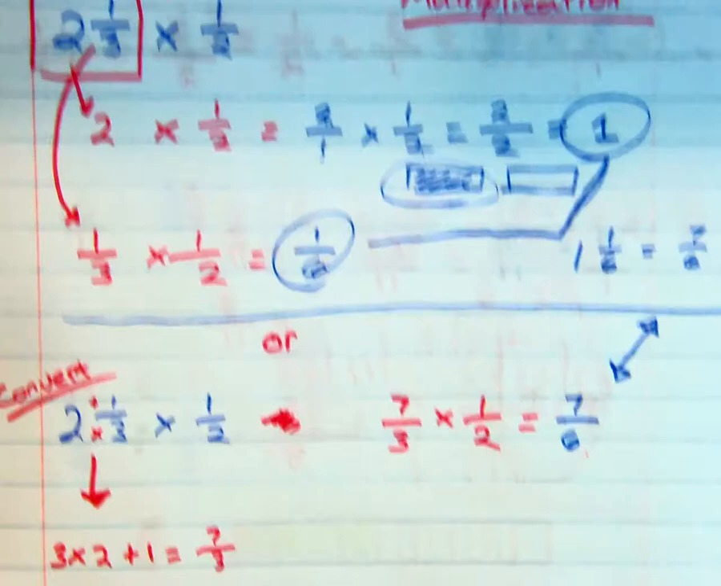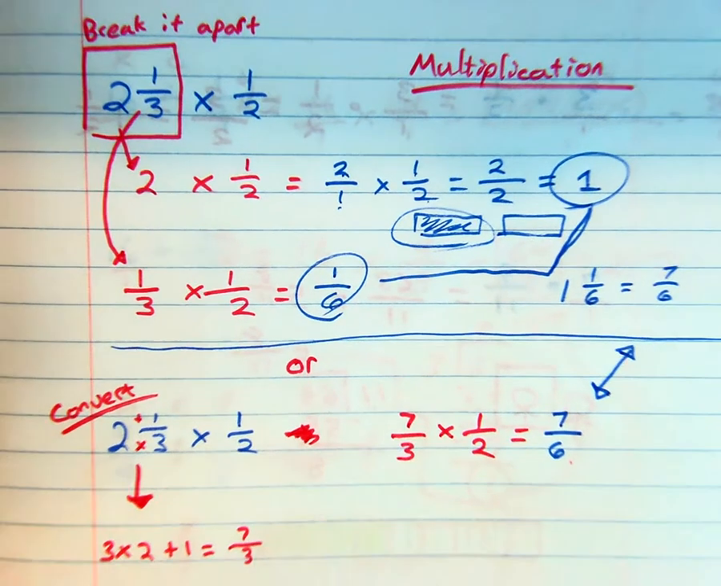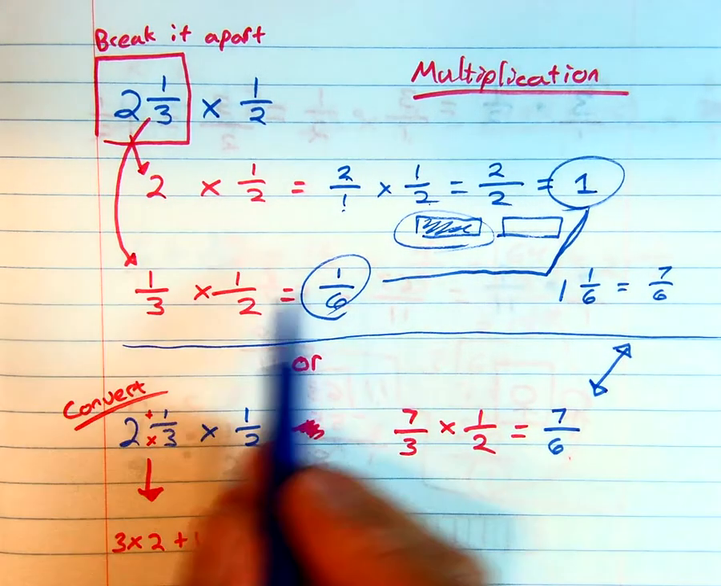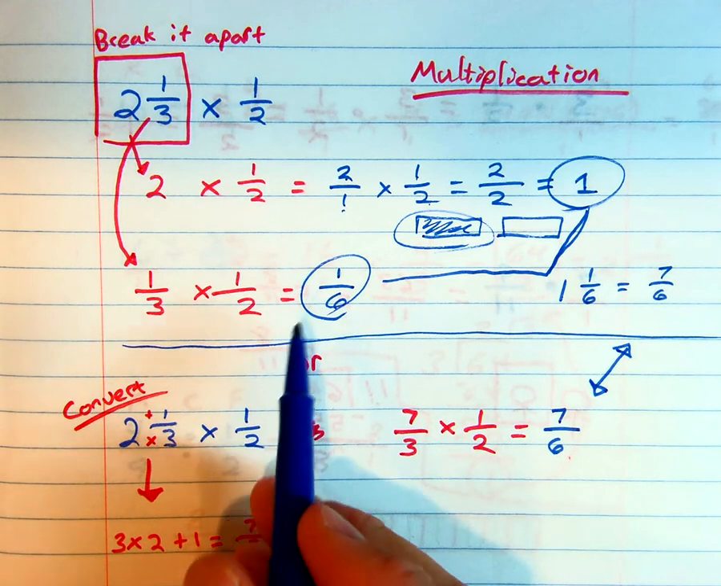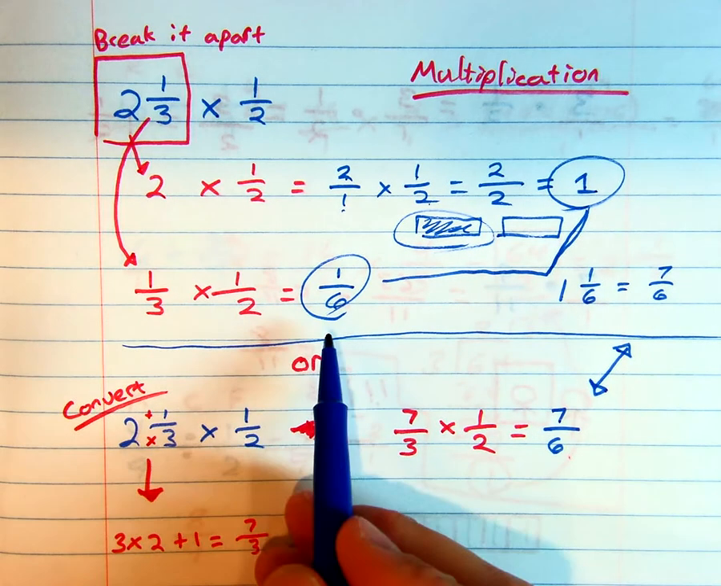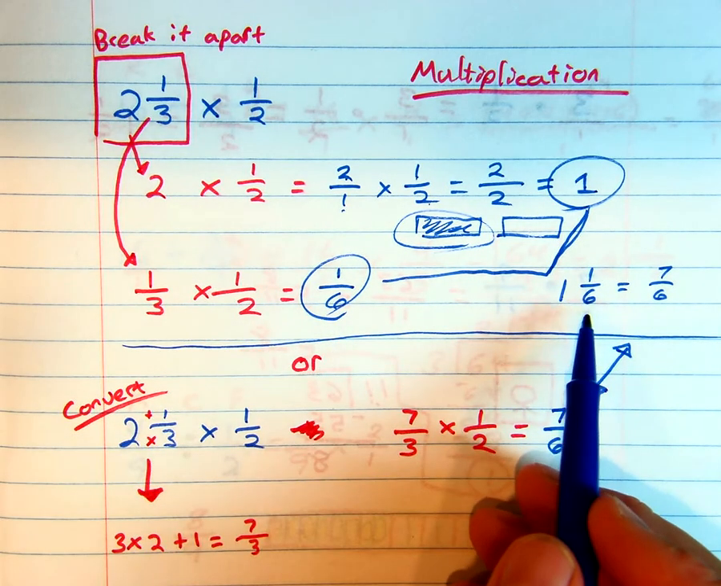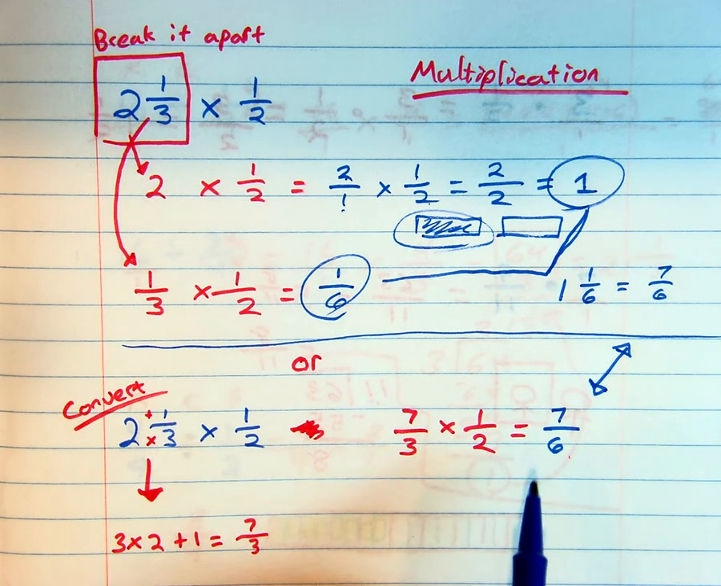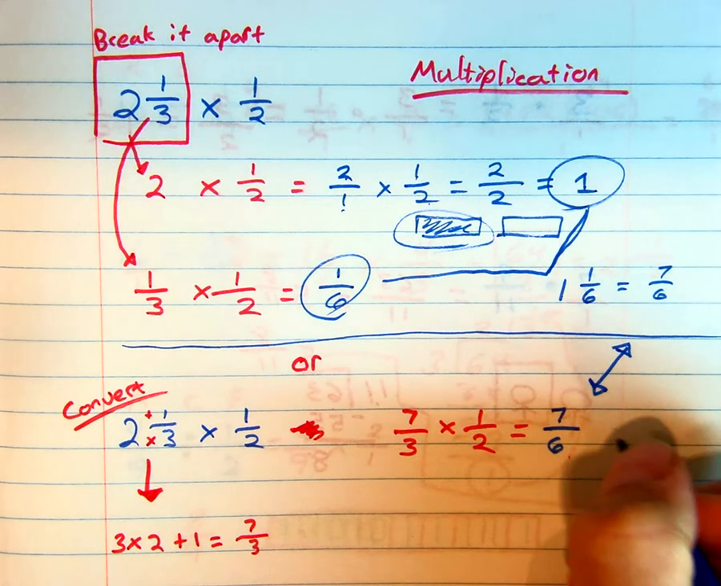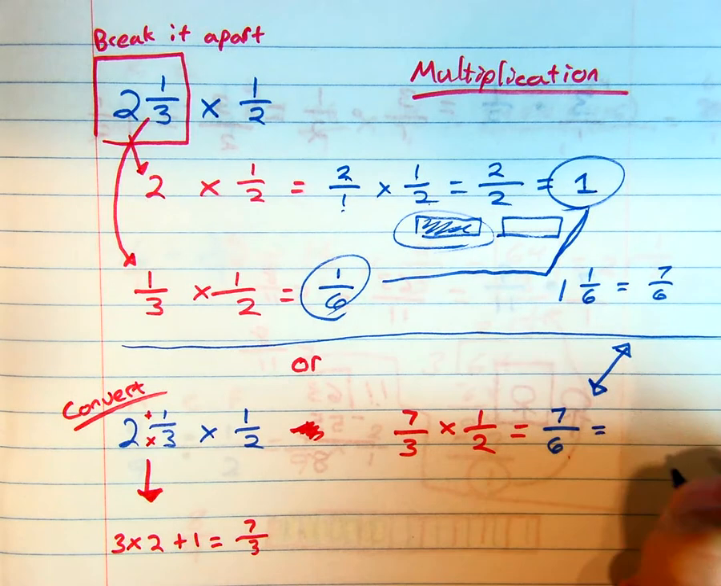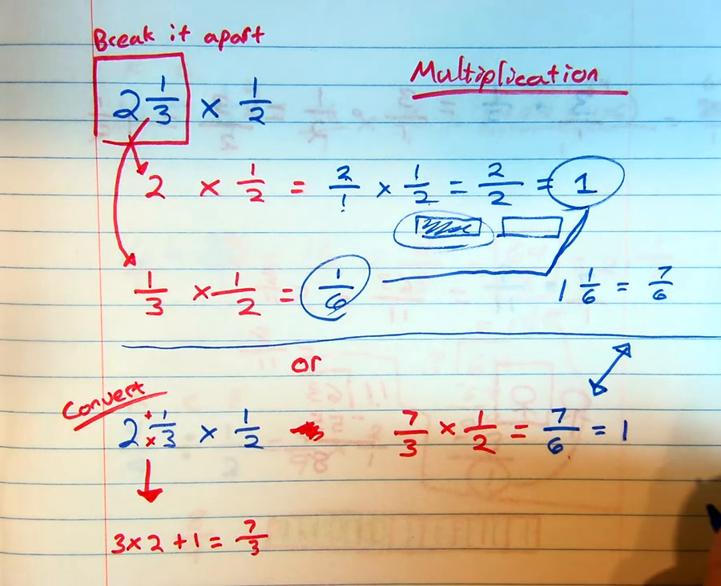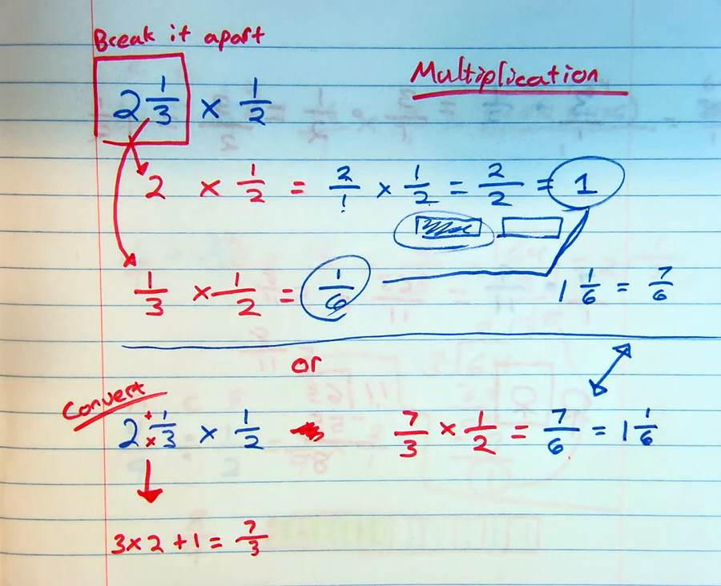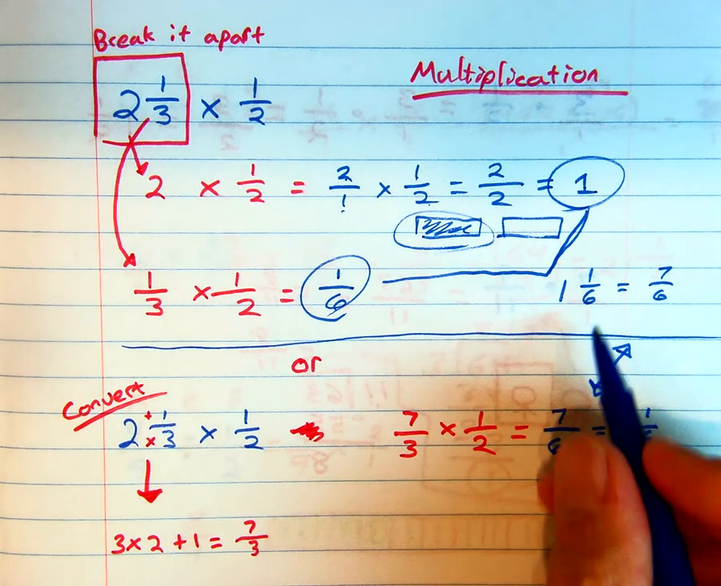So you can break the mixed number apart, do two separate problems, and then bring it back together. Or you can simply convert, multiply, end up with an improper, and if we divide it down, how many 6's fit into 7? 1. What's the remainder? 1. Keep the denominator, 6. So we have the same answers.